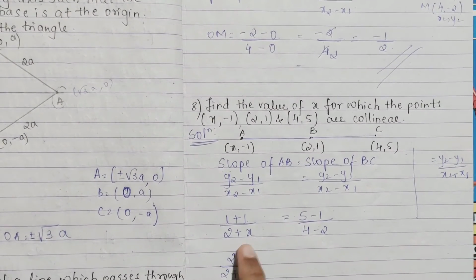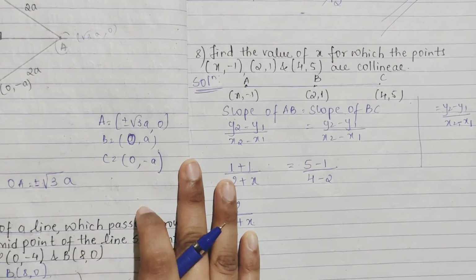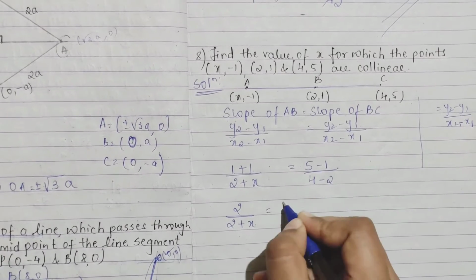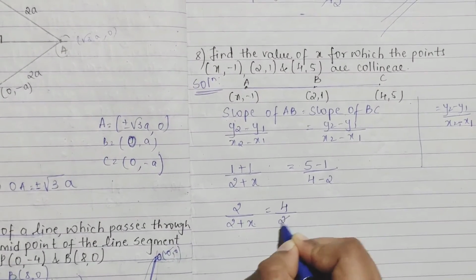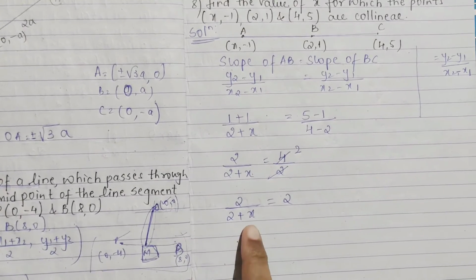You can't add this, right, because this is x, this is 2. So please don't make the mistake of adding both. They are not like terms. 5 minus 1 is 4, 4 minus 2 is 2. So 2 1s are 2, 2 2s are 4. You only have to find the x value, right?